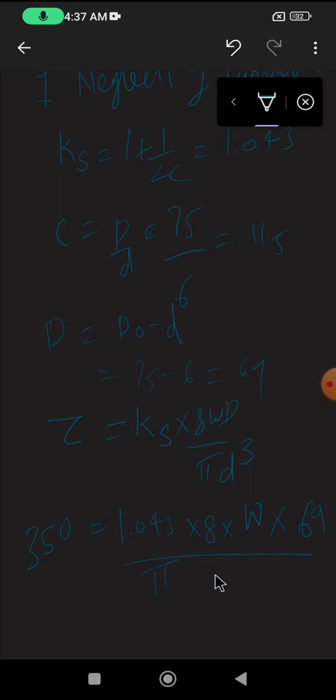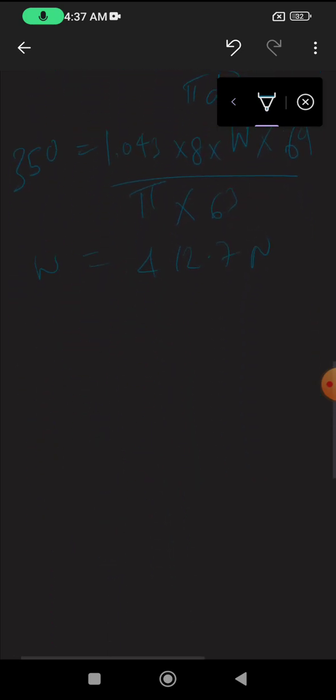So it is equal to pi, it is 3.14 into d cube. d cube is 6 cube. So here we will get W is equal to 412.7 Newton. So W we have found.